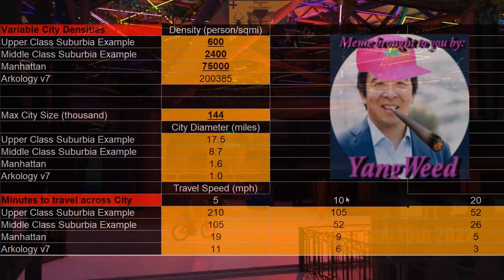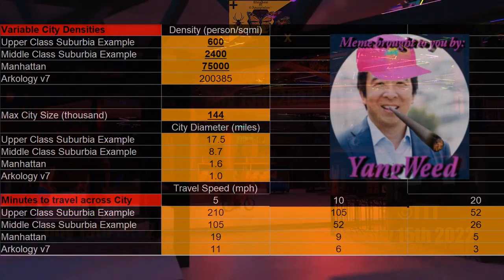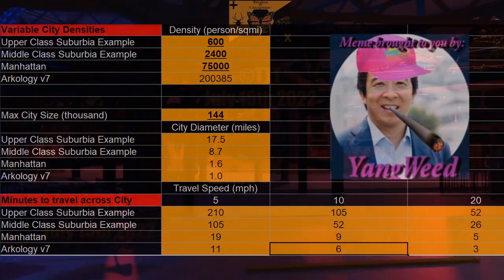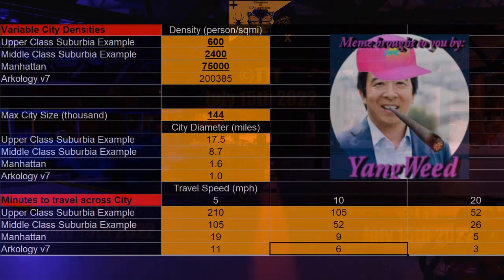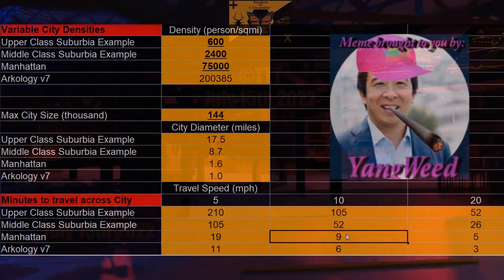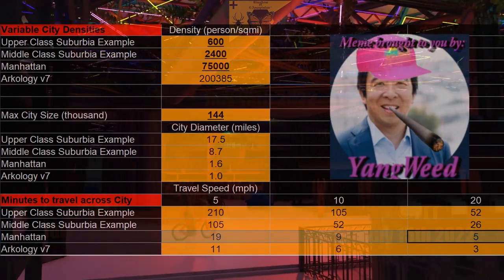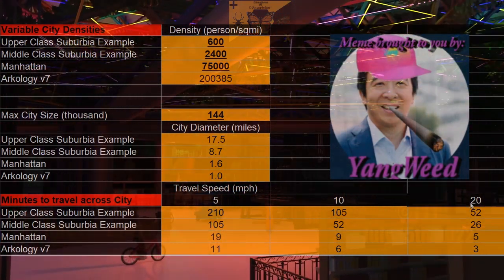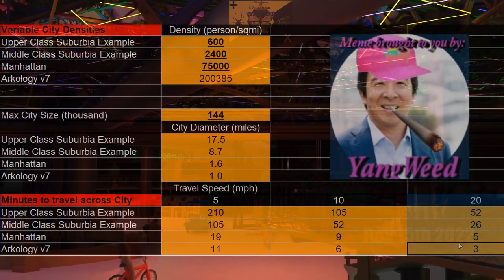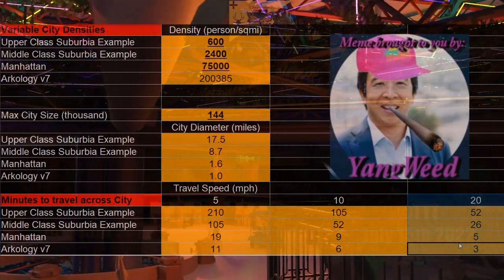So let's say you get into a golf cart, 6 minutes to go anywhere in the city on a golf cart in Arkology. So Manhattan, still reasonable. This is why a lot of people don't have cars in Manhattan. With traffic, though, you're never really going the 30 miles an hour speed limit in Manhattan, so you might as well set the speed limit lower.